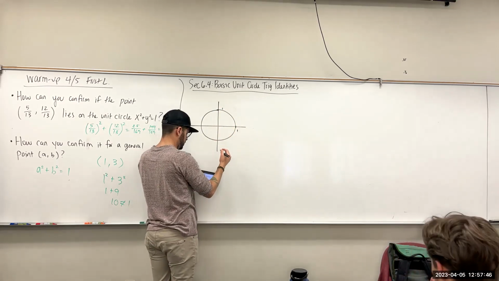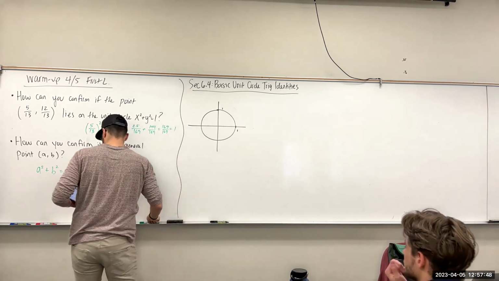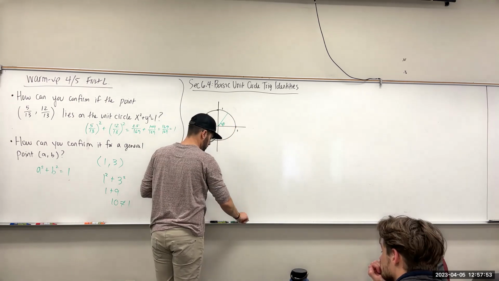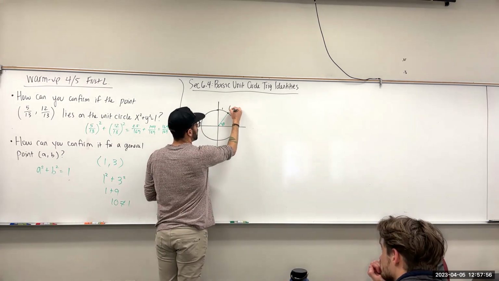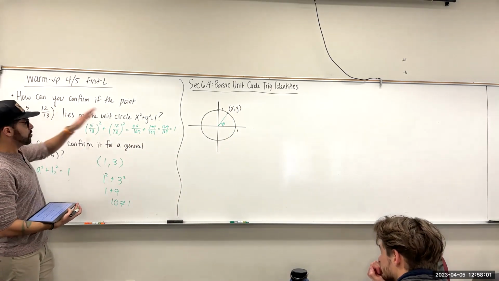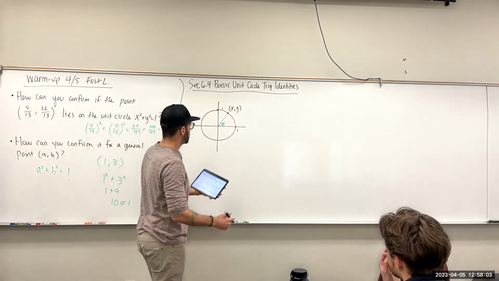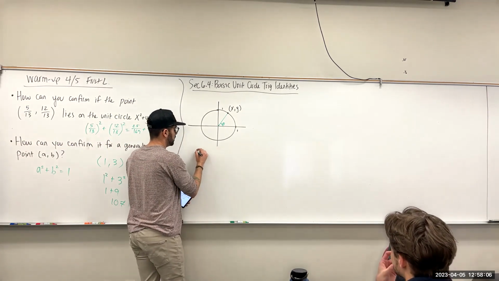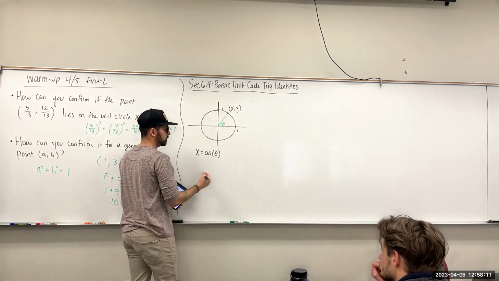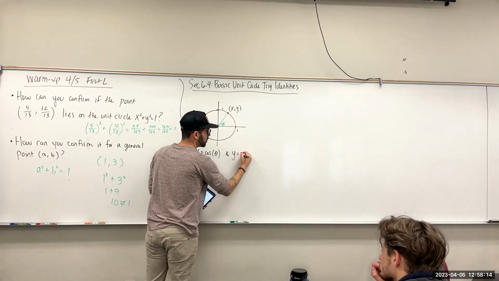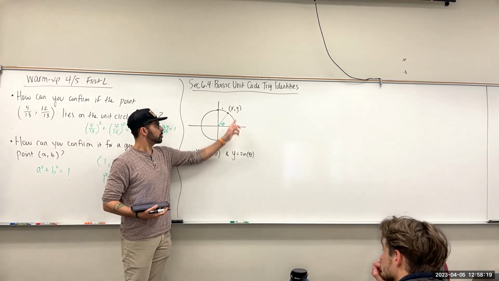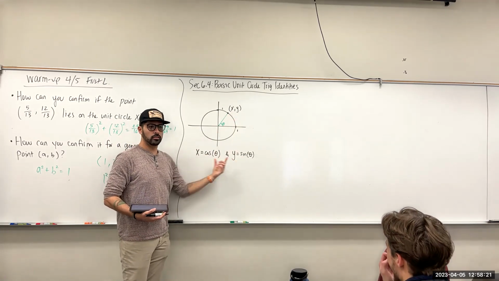Let's see, got my radius rotated at some angle theta. And there's a point on the circle. For example, this is one of those points somewhere on that circle. And we defined x to be the cosine of whatever this angle of rotation is. And we defined y to be sine of whatever angle is of that rotation. So whatever these coordinates are, that's what we're defining to be sine and cosine.